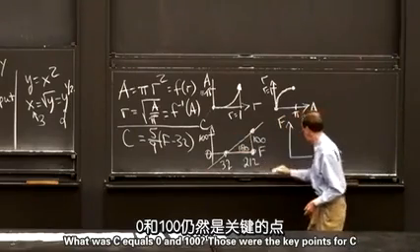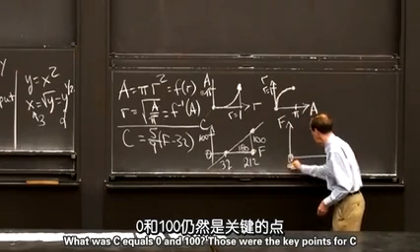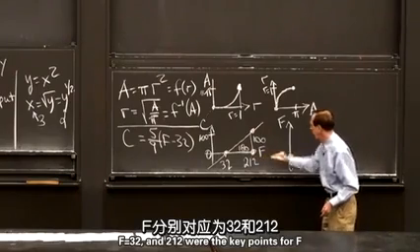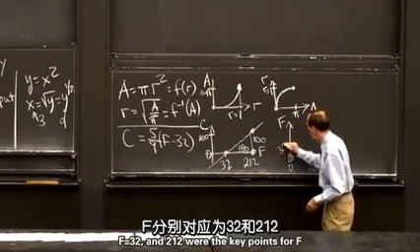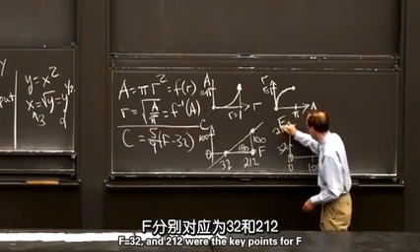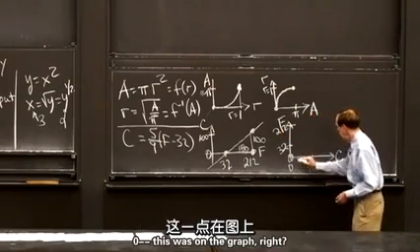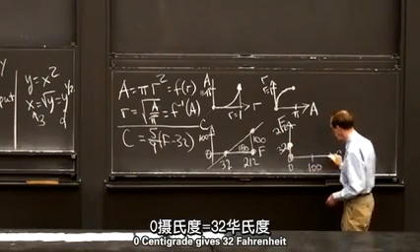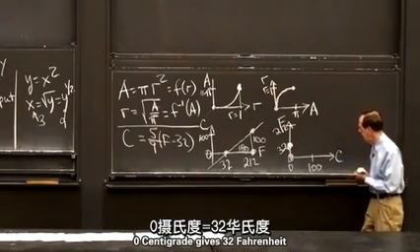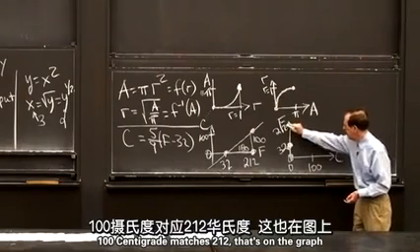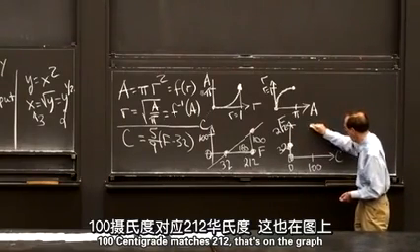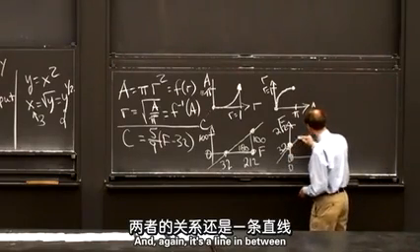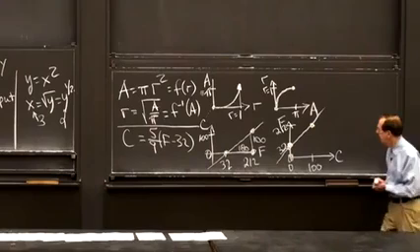What was C equals 0 and 100? Those were the key points for C. F equals 32 and 212 were the key points for F. This was on the graph, right? 0 centigrade gives 32 Fahrenheit. 100 centigrade matches 212. That's on the graph. And again, it's a line in between.